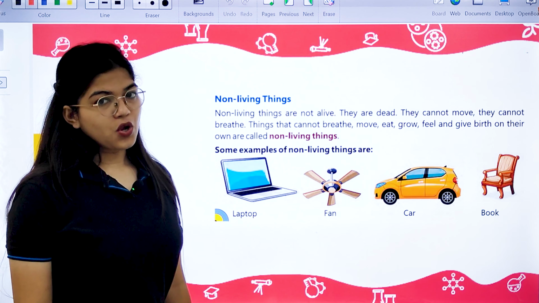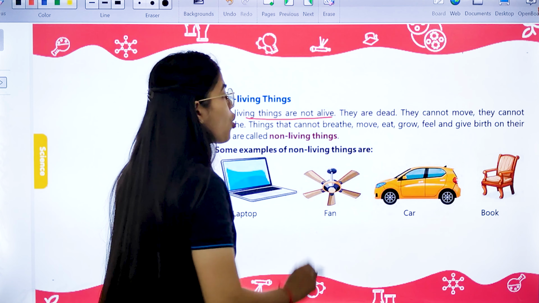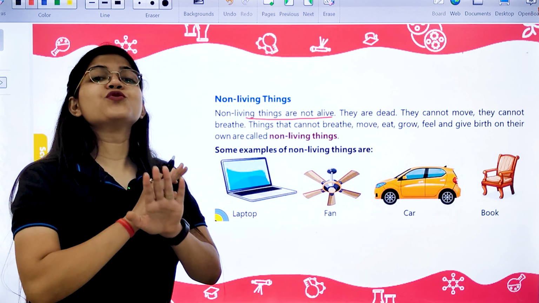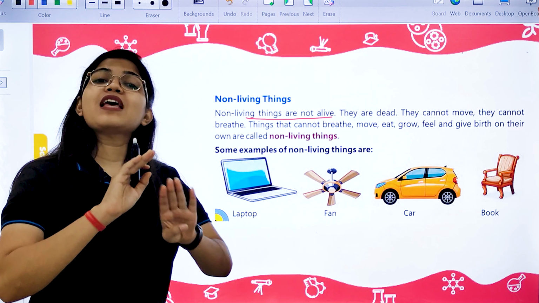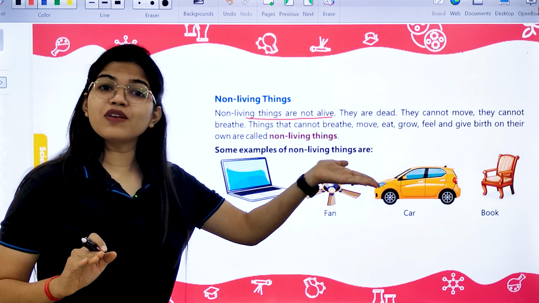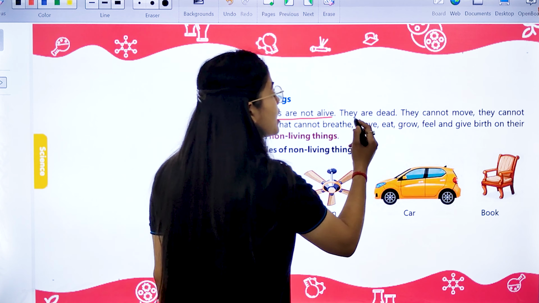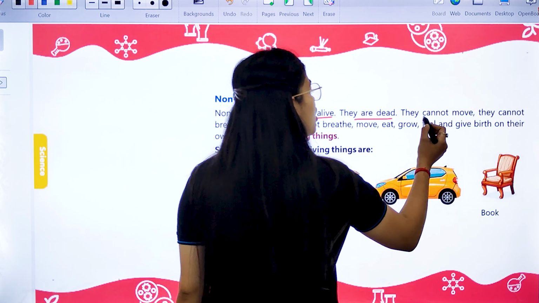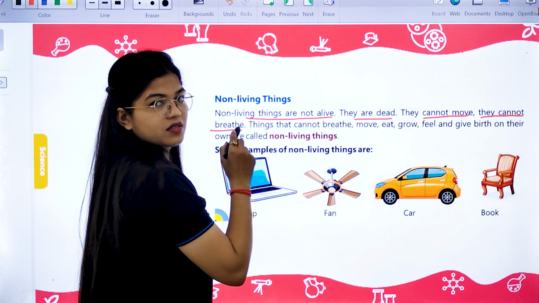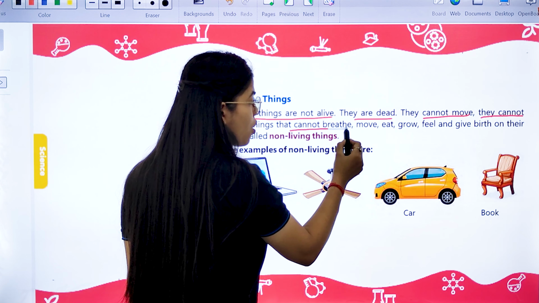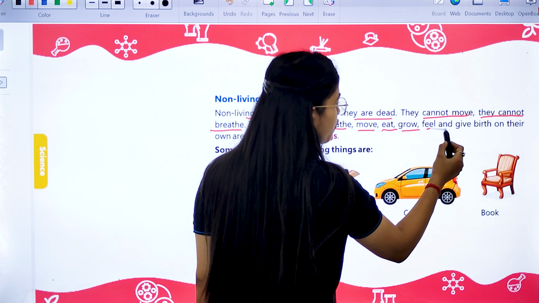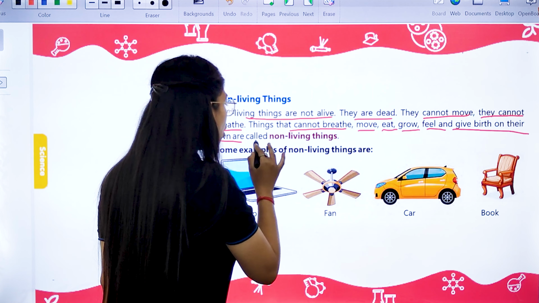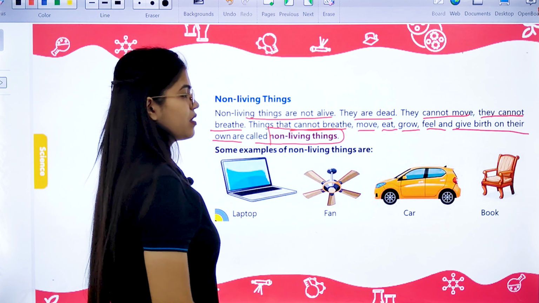Now next we are going to talk about non-living things. So non-living things are not alive. As the name suggests, non-living. They are not alive. They do not have life in them. They do not possess any of the features which we have discussed as those of living things. See, they are dead. As I told you, non-living things do not have life, means they are dead. They cannot move. They cannot breathe. And the things which cannot breathe, move, eat, grow, feed, and also cannot give birth on their own, all these things are known as non-living things.